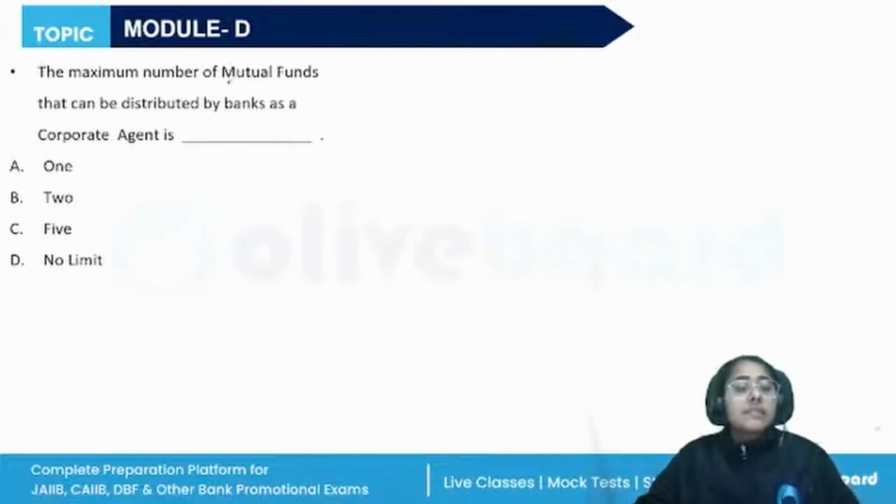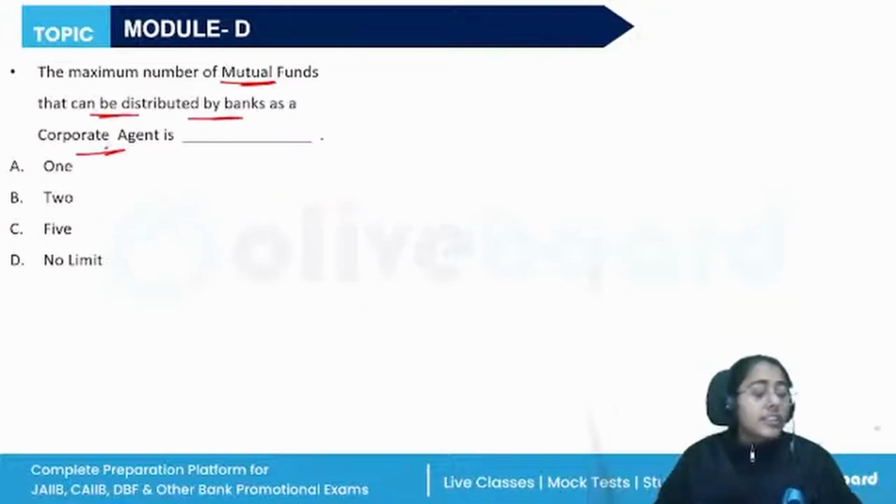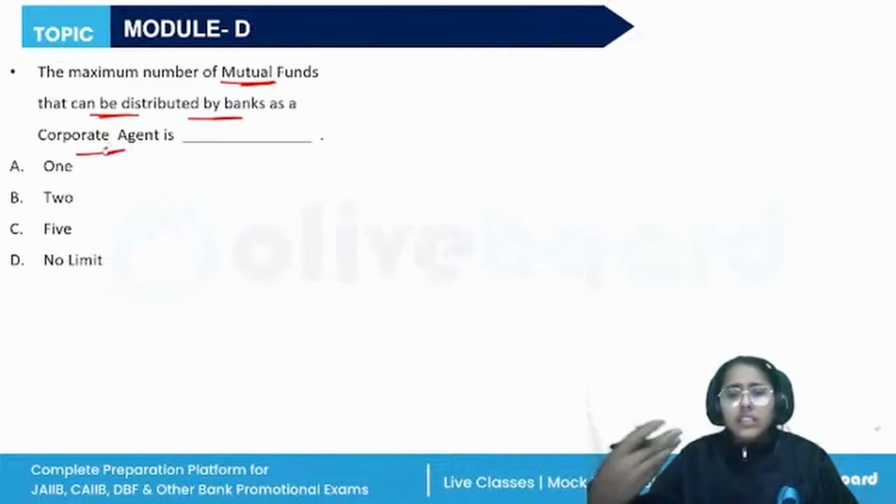Next, the maximum number of mutual funds that can be distributed by banks as a corporate agent. So mutual fund business is also undertaken by the bank as a third party service. What happens in a mutual fund? The pool of assets is created. Investors pool their money, and then the fund managers invest in securities and returns are given as per their contribution to the pool. So the pool is created not by one, but by the money of many investors, and they are invested.